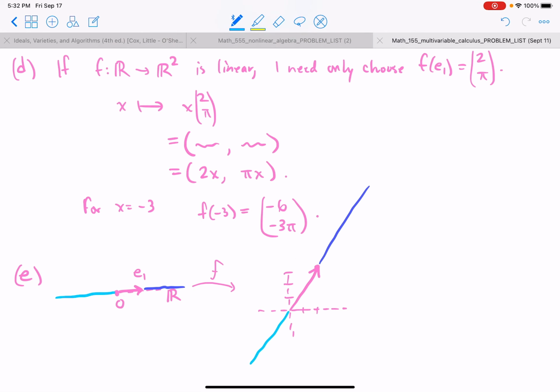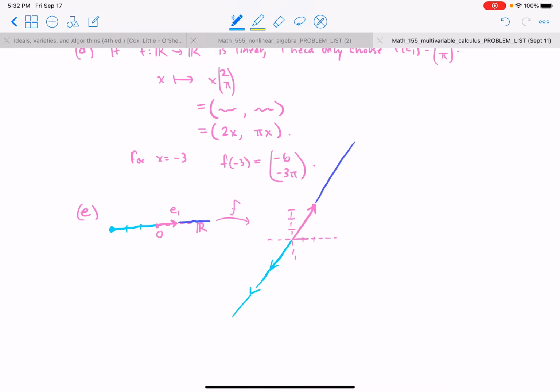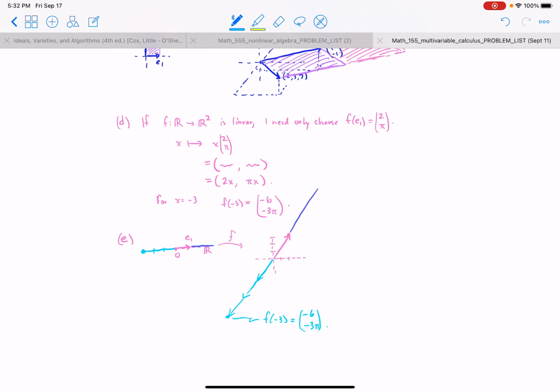Right, f of -3, 1, 2, 3. This point is sort of really this vector, and that point would go to 1, 2, 3. So maybe even I'll just label this f of -3 is the vector -6, -3 pi. It's an even better cartoon.